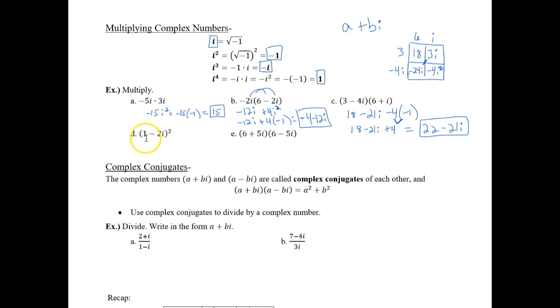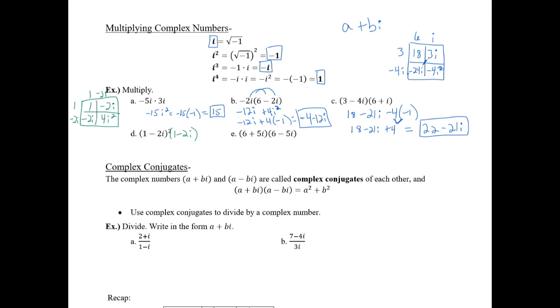Alright, part D. I have 1 minus 2i squared. That means I'm going to multiply it by itself, right? And you can box or FOIL it. It's a poor box, but I'll go with it. 1 minus 2i, 1 minus 2i, multiplying it by itself. 1 times 1 is 1. 1 times negative 2i is negative 2i. Same thing down here: 1 times negative 2i is negative 2i. And then negative 2i times negative 2i is a positive 4i squared.